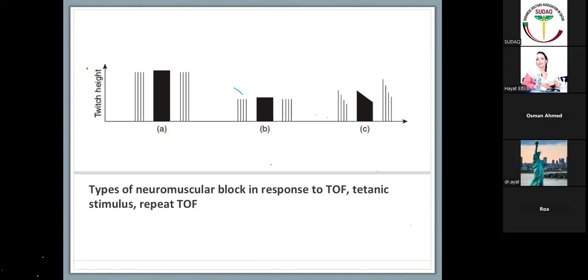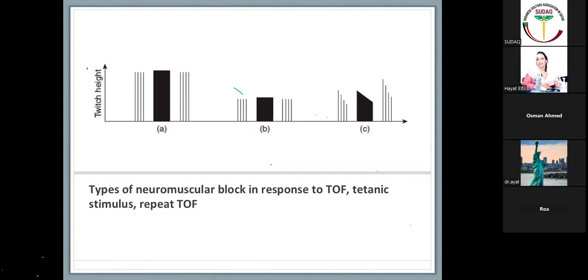Okay, so this will give you an idea about the A is a control. A is a control, so you can see the train of four. You have four twitches on the left-hand side, and then you have the tetanic stimulation, where the whole twitches are fused in one contraction.